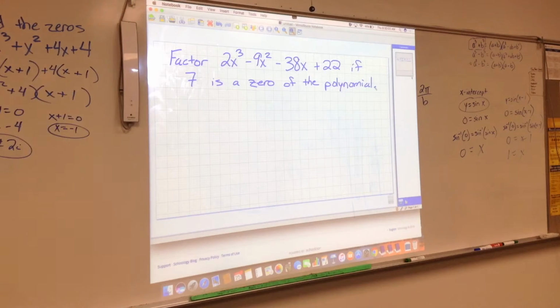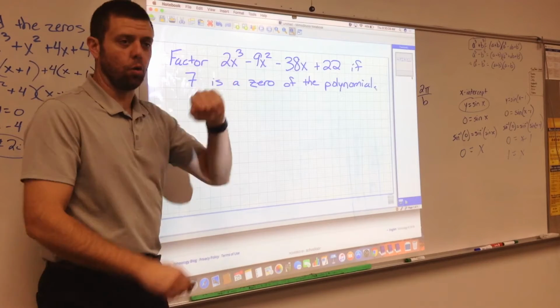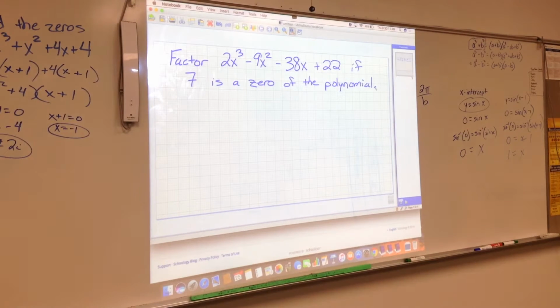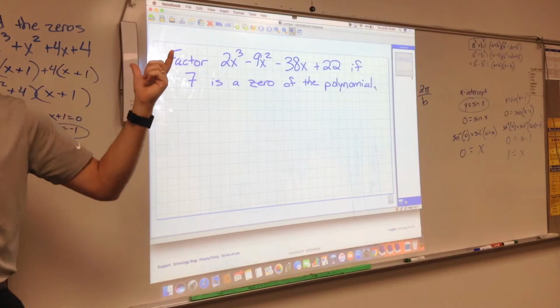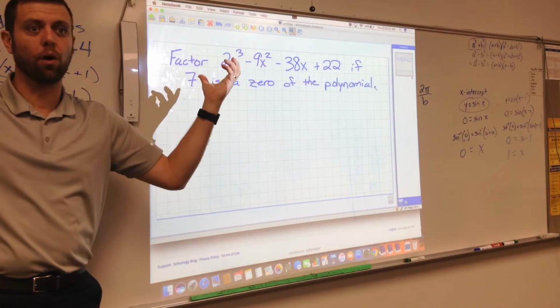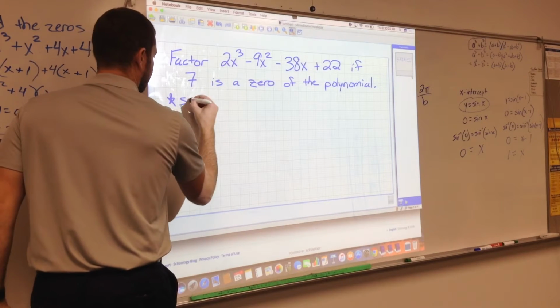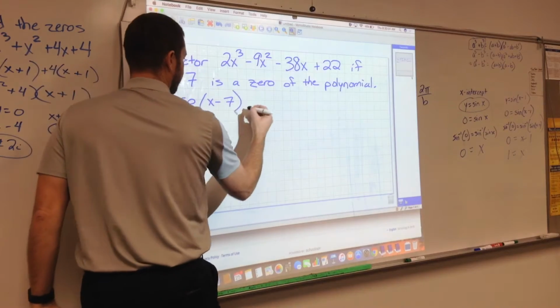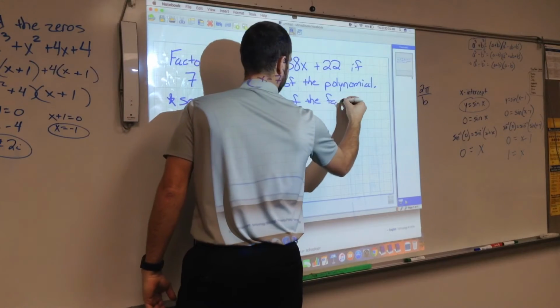All right? Here's the thought process I want you to take. If 7 is a 0, what is one of the factors? Say the entire factor. I know what you mean, but x minus 7. Does that make sense? If 7 is a 0, then x minus 7 must be one of the factors. Okay? So that's kind of my first thought. So x minus 7 is one of the factors.